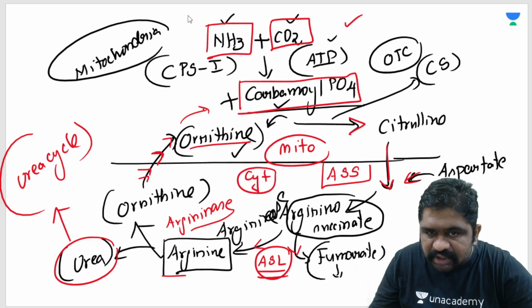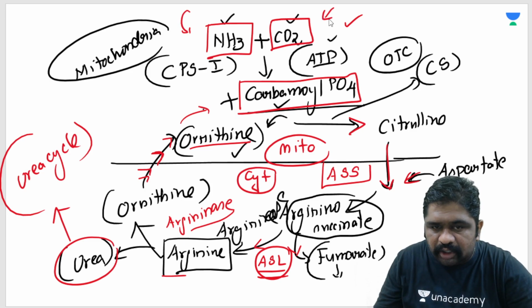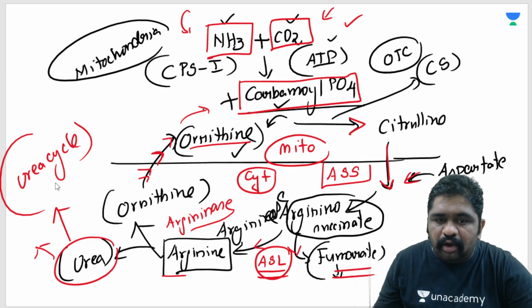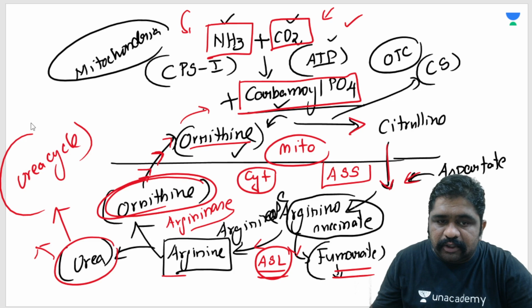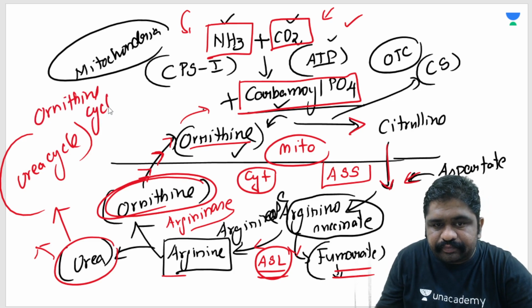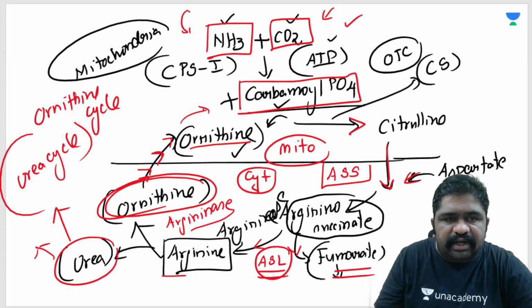Who is coming into the cycle? Ammonia and carbon dioxide. Who is going out of the cycle? Urea and fumarate. But what is being regenerated? Ornithine. So it is also referred to as the ornithine cycle. Now let me use a different color here.